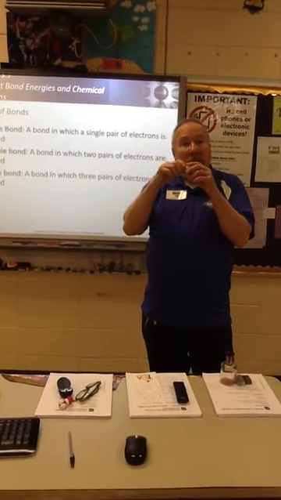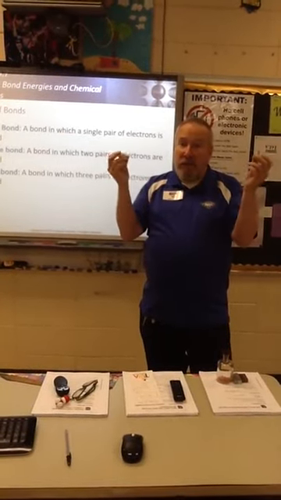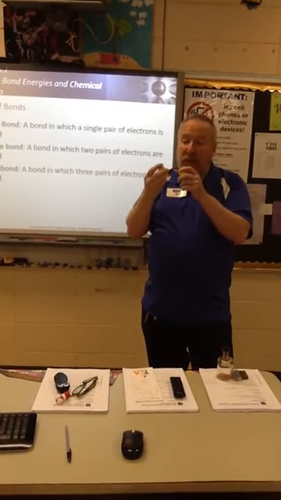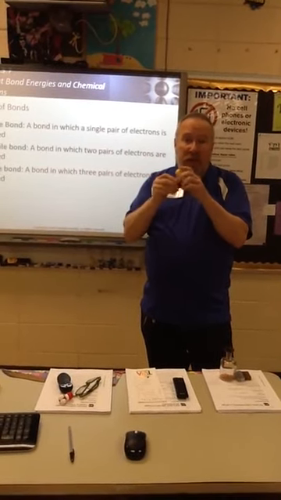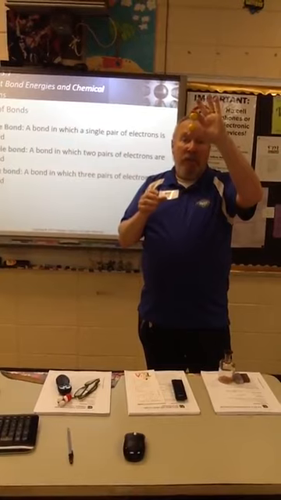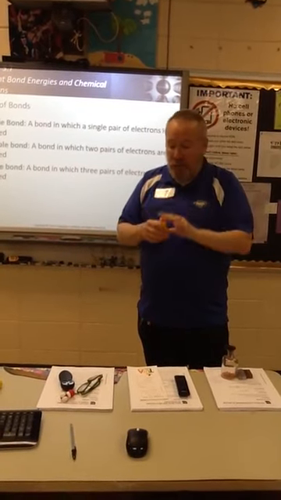So, this one has one electron, this one has one electron. They both want to have two. They say, why don't we share? And that's exactly what they do. They share and form a single bond between them.